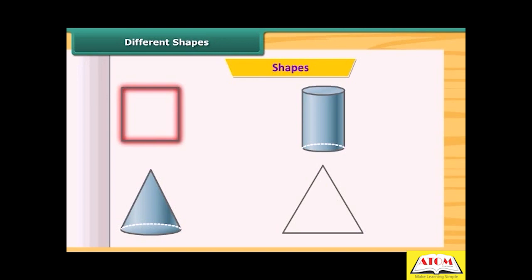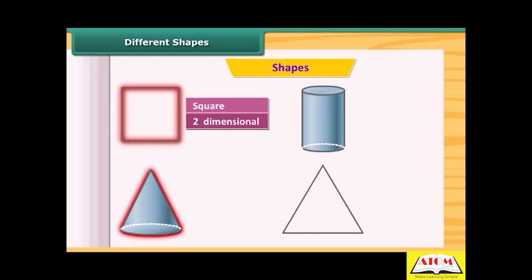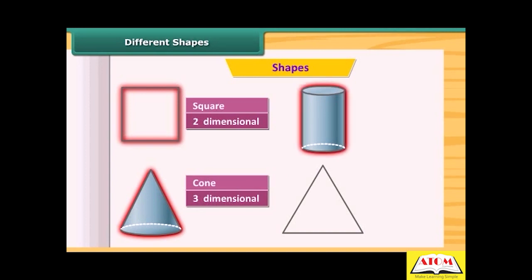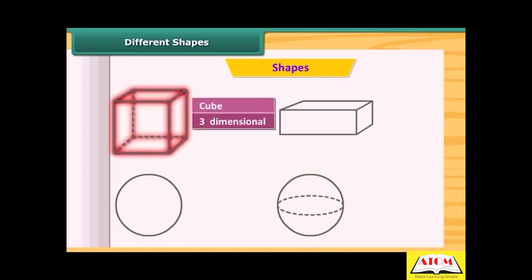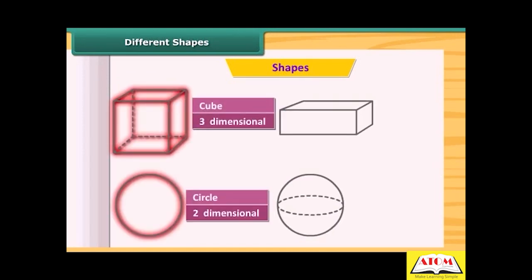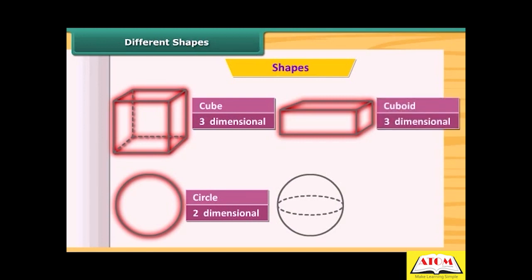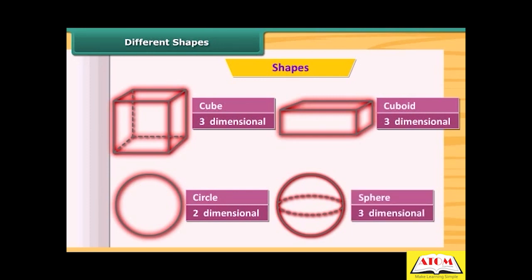This is a square and this is two-dimensional. This is a cone and is three-dimensional. This is a cylinder. This is also three-dimensional. This is a triangle and this is two-dimensional. Circle, two-dimensional. This is a cuboid and is three-dimensional. And is this a sphere? Yes, this is a sphere and is three-dimensional.